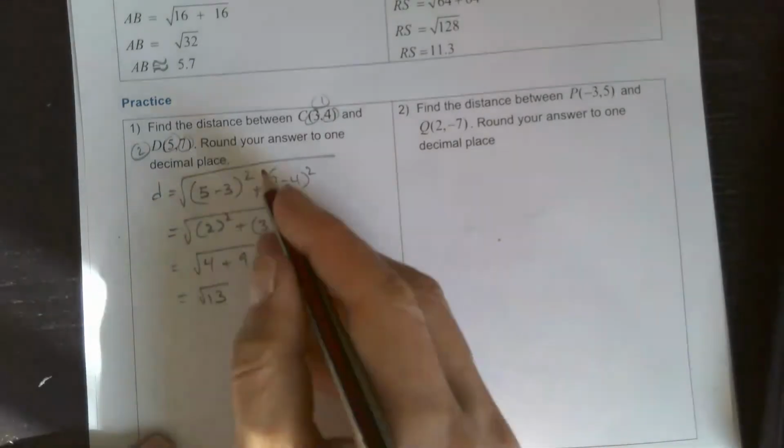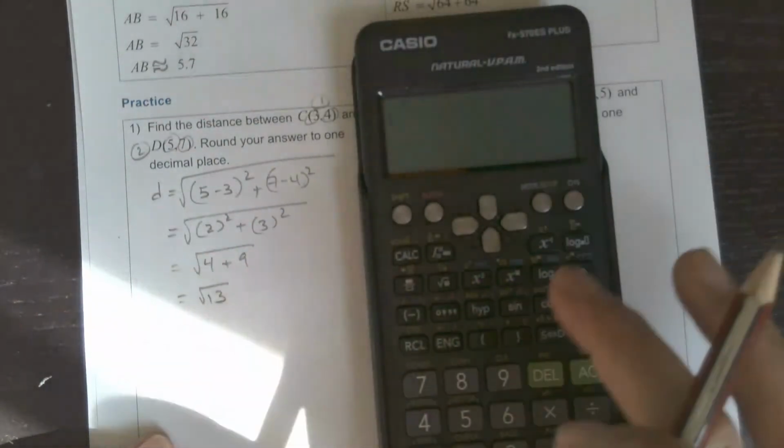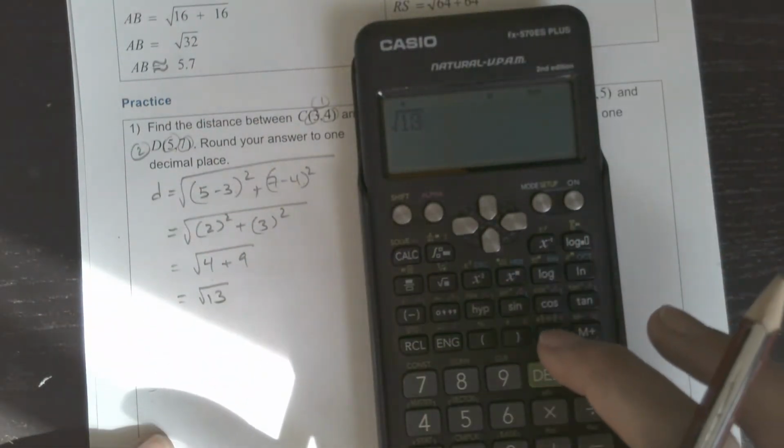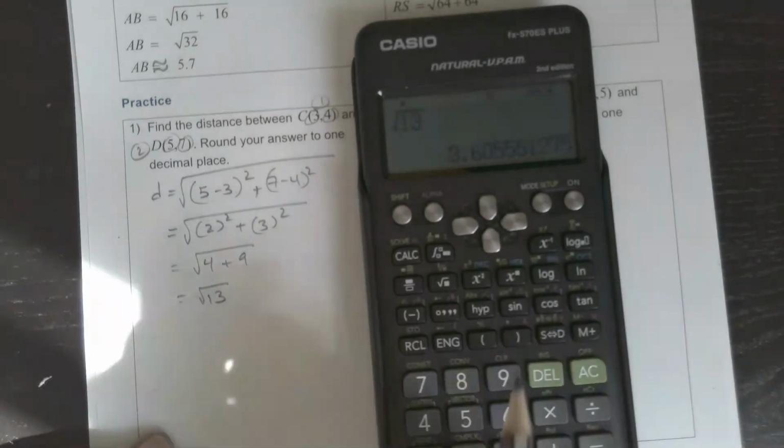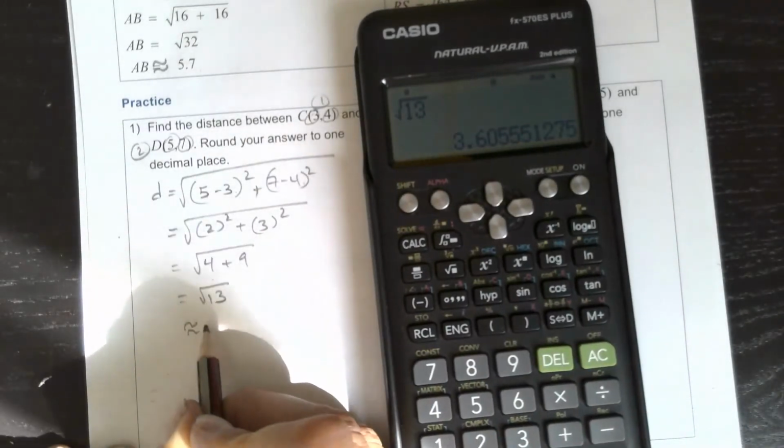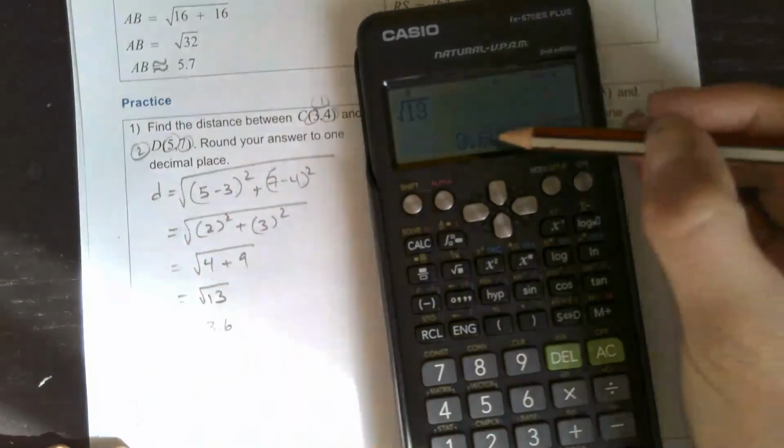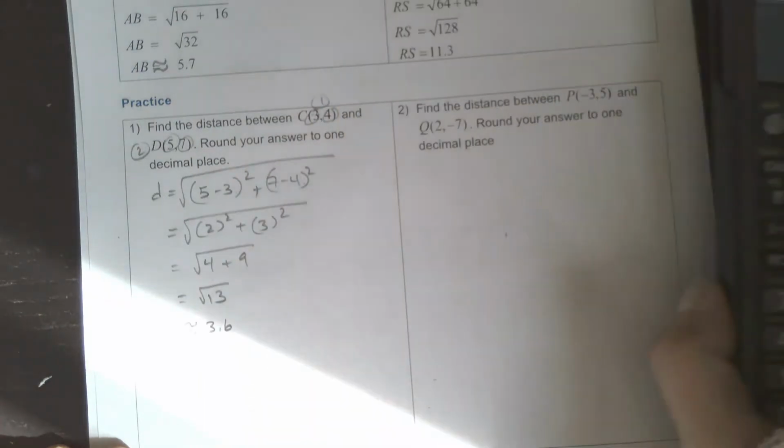And it says round to 1 decimal place, so let's put it in. 3.6, so it's approximately 3.6. Because the 0 is small, it doesn't change anything.